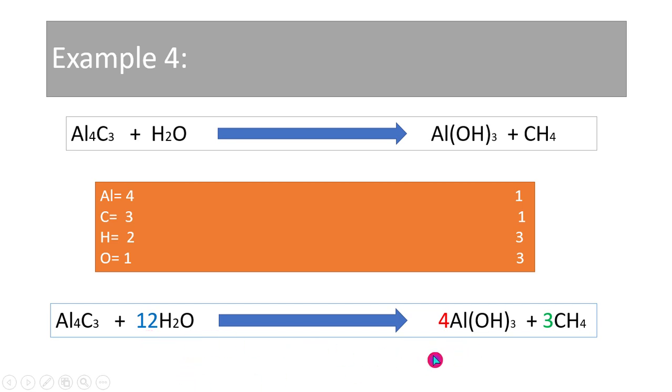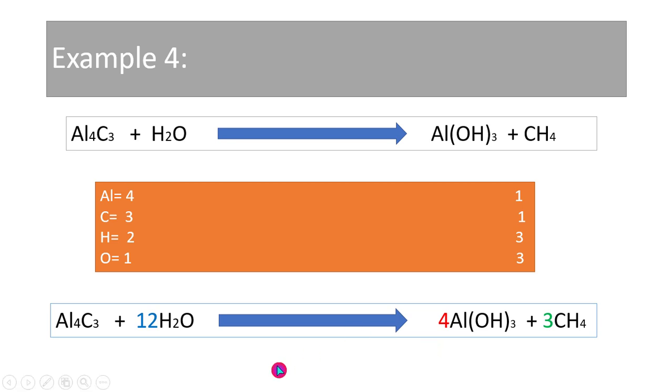And at the end, we check the number of hydrogen atoms. The number of hydrogen atoms are 12 towards the reactants. The number of hydrogen atoms become 24 towards the reactants, and the number of hydrogen atoms also become 24 towards the products. So this equation is completely balanced.